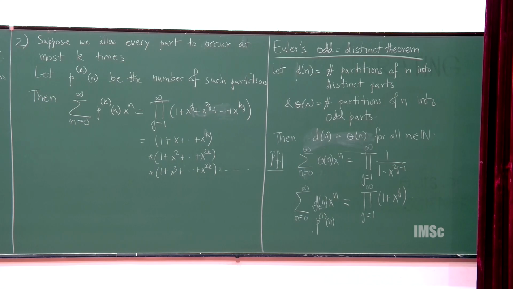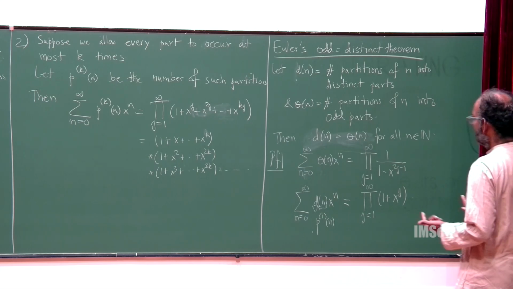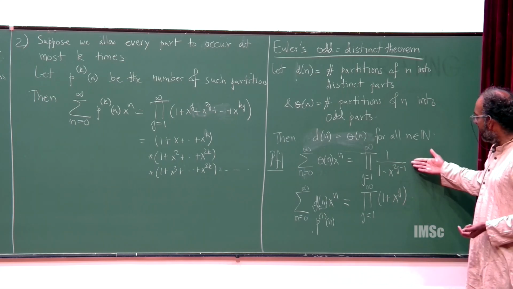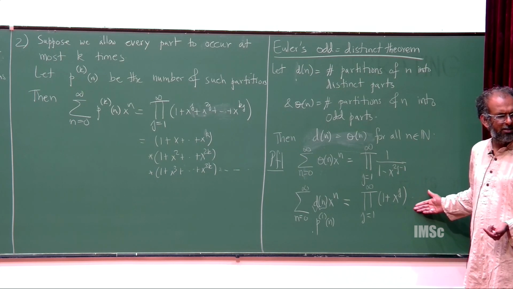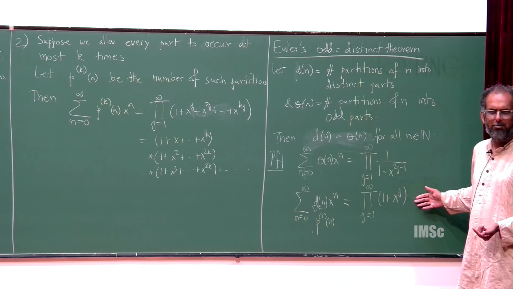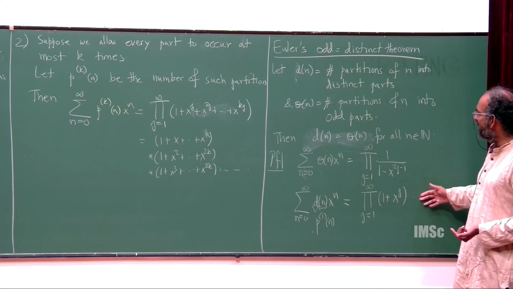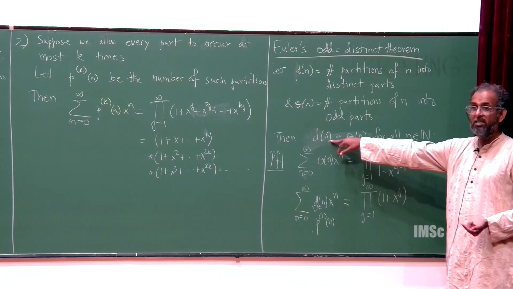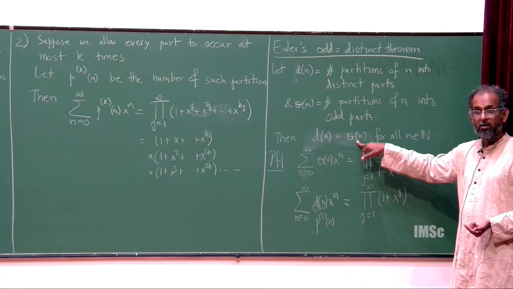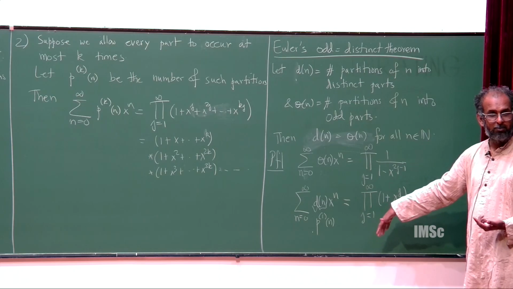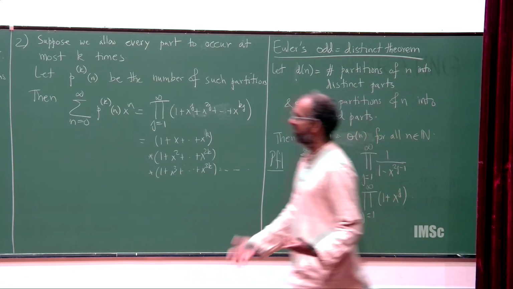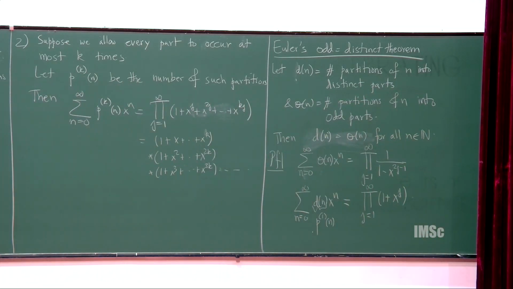Right. So now, but this is very strange. Here I have 1 by 1 minus x to the 2j minus 1, here I have 1 plus x to the j. These two don't look the same. But Euler is telling us that for every n these are the same. So as formal power series, these two have to be the same. So what is going on? Can anyone see?